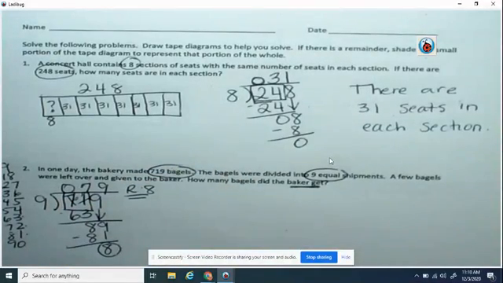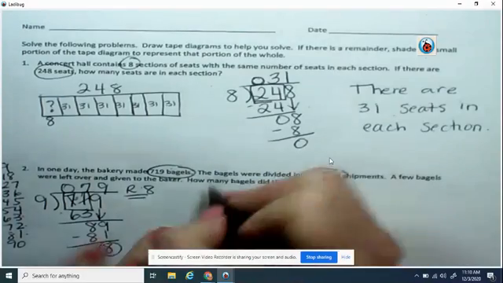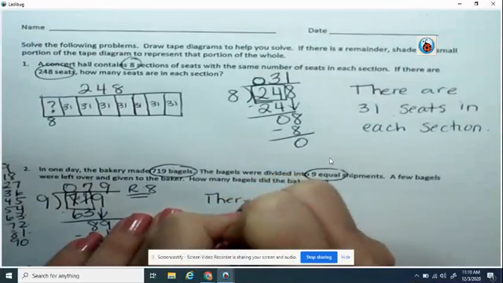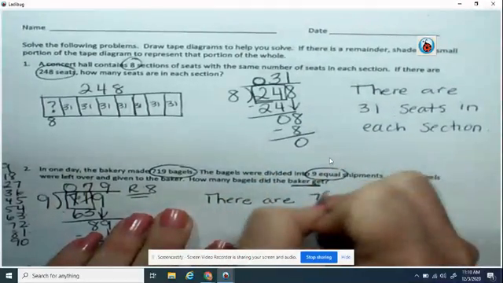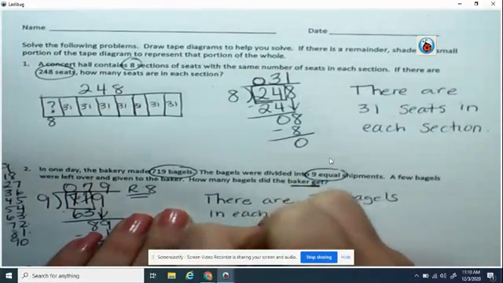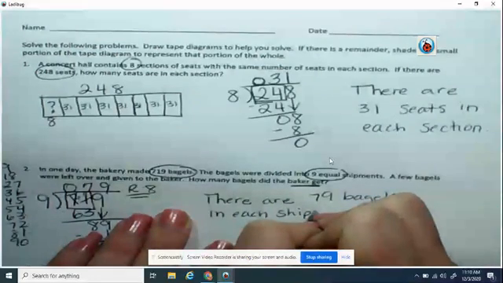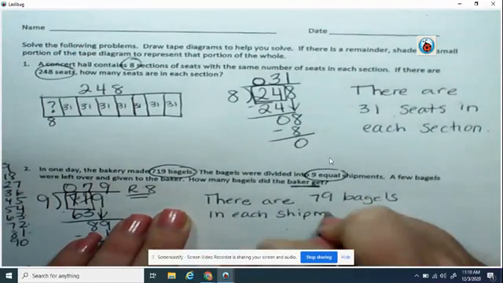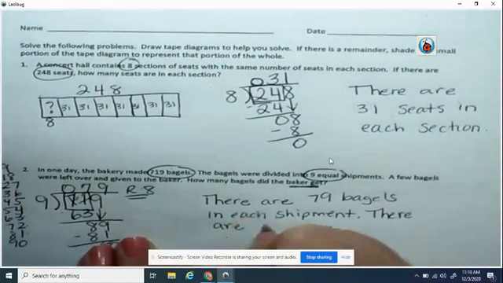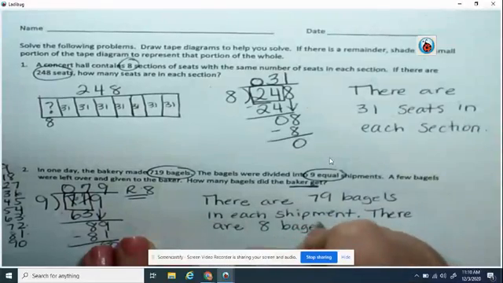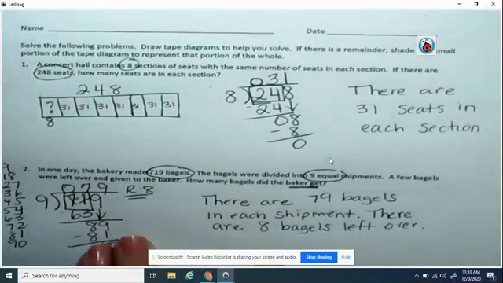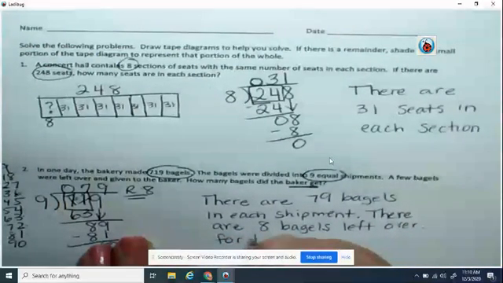Okay, so I'm going to answer both of the questions here. So I'm going to say, first of all, there are 79 bagels in each shipment. There are 8 bagels left over for the baker.